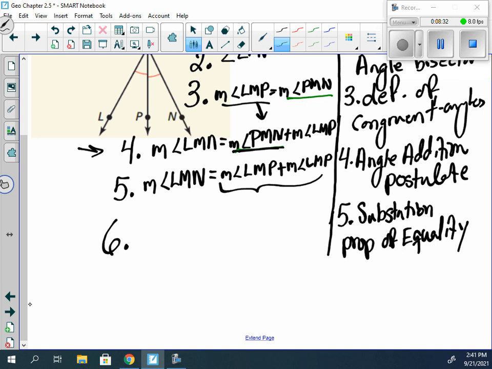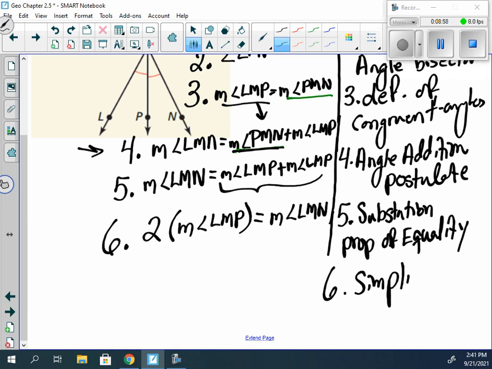Well, I have the measure of angle LMP plus the measure of angle LMP, yes? Well, how many of them do I have? Two. So we have 2 times the measure of angle LMP is equal to the measure of angle LMN. Is that what we wanted to prove? In our last step, the reason was simplified, or really the proper reason would be the distributive property, but we just simplified those two together. And that's it. And that's all we had to do for this here to show that this is true.